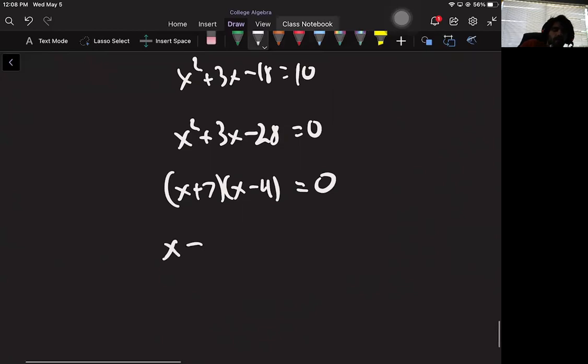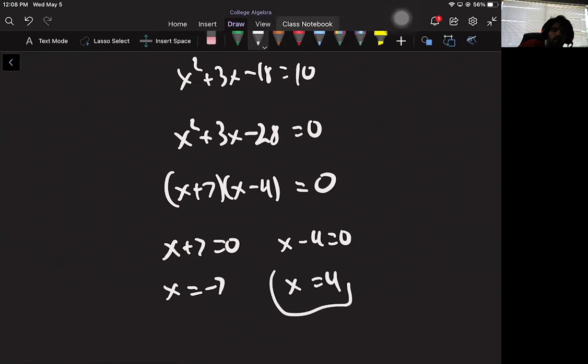Okay, so now I'm back to my usual situation. So now I can do the zero product rule because there is a 0 on the right side. So my two answers are negative 7 and 4, by subtracting 7 and adding 4 on those two equations.